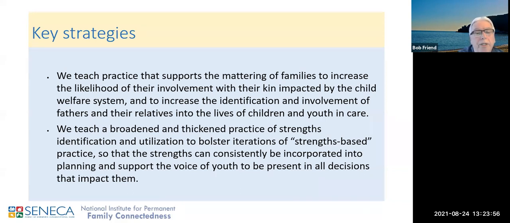We teach broaden and thicken practice of strengths identification and utilization to bolster iterations of strength-based practice. A lot of times folks tell me they do strength-based practice, and the test is, do your plans incorporate the strengths that were identified? If your plans don't incorporate the youth and family strengths, they're not strength-based. It doesn't matter if you're identifying strengths. If you're not utilizing those strengths and they're not actively part of the plan, it's not strength-based practice. So, next slide.